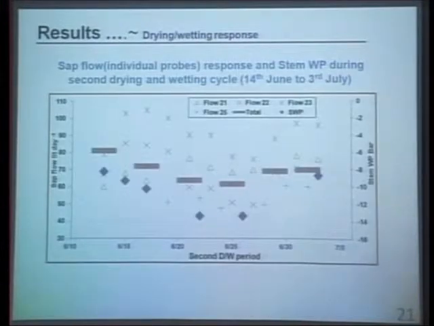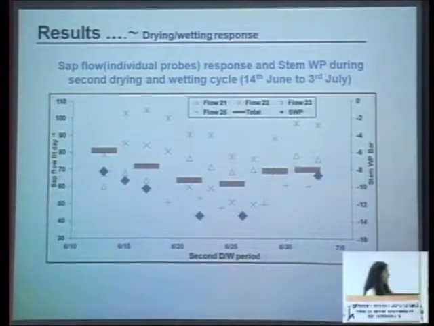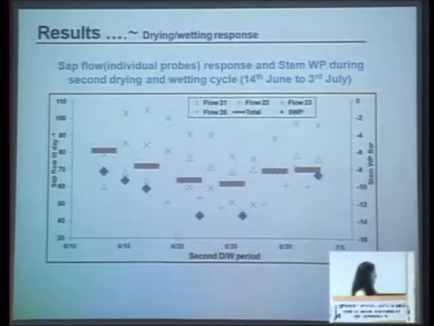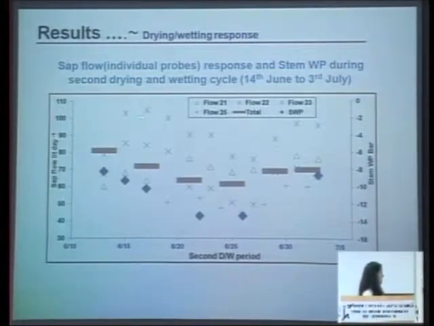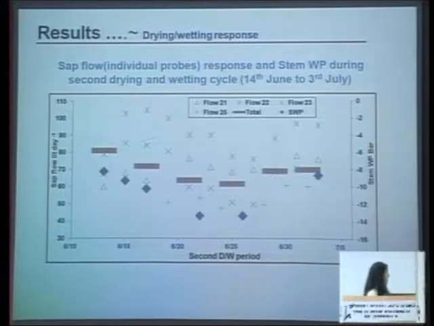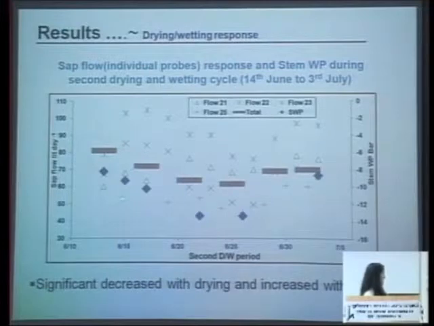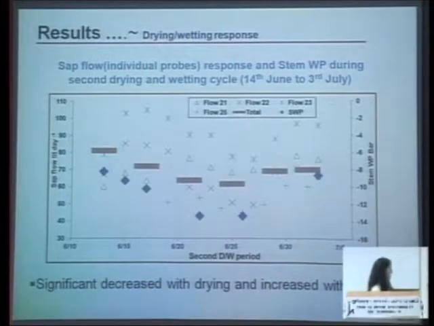So we found every difference during the drying and wetting, and we tried to understand what was going on during the drying period. This is the sap flow, this is the stem water potential, and this is the response of individual probes, and it is stem water potential. We found a significant decrease with drying and an increase with re-irrigation.